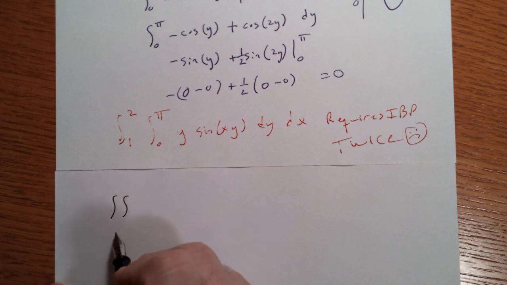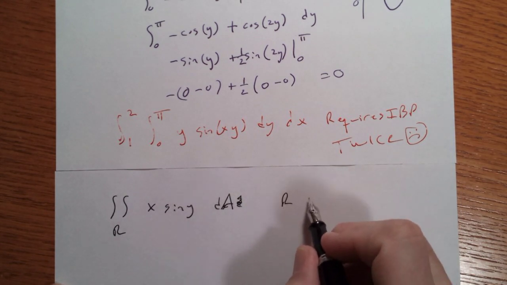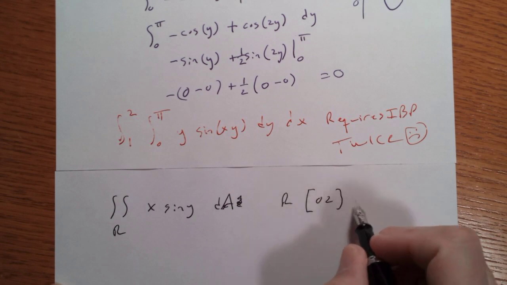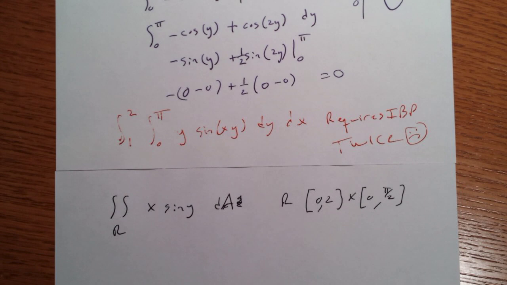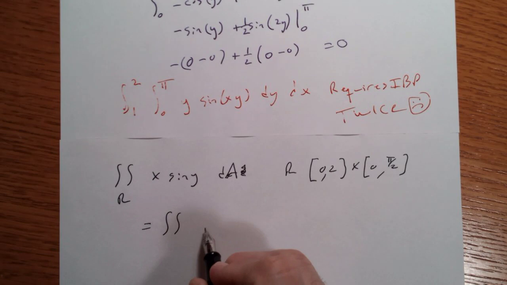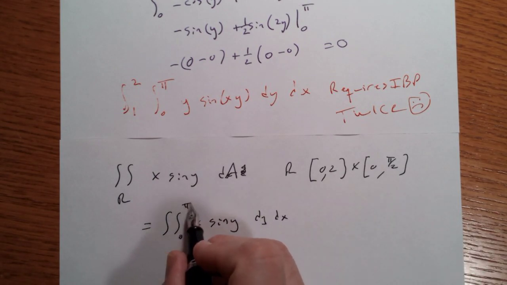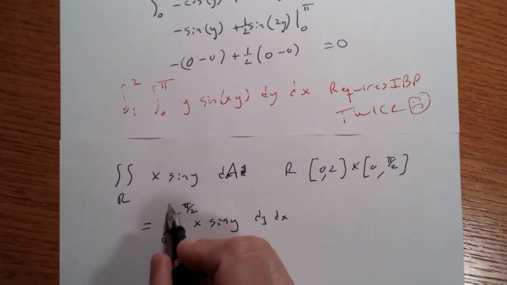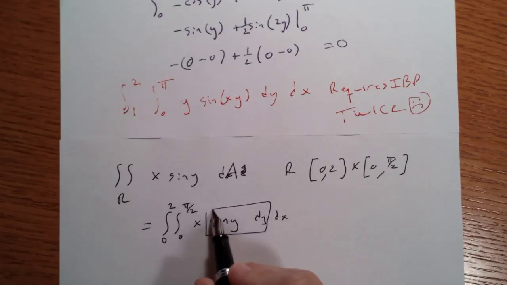The integral over the rectangle R of x sine y dA, where the rectangle R went from 0 to 2 in x and 0 to pi over 2 in y. Now, we did this both ways. We did this dx dy, we did this dy dx. For the moment, I'm just going to go back and look at the one I did the first time, which was dy dx. If I rewrite this to be the integral dy dx, then the inside is dy, so the inside numbers are 0 and pi over 2. The outside is dx, so the outside numbers are 0 and 2. But that means I'm going to integrate with respect to y first.